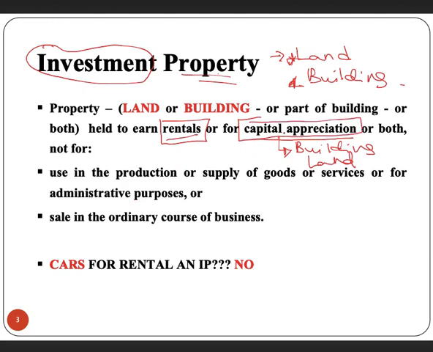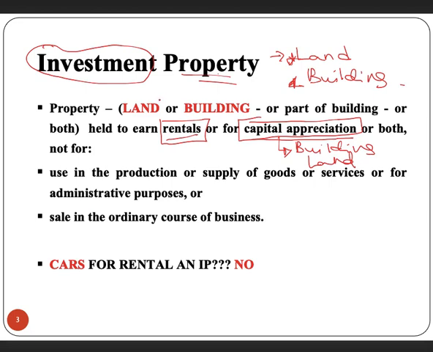What does it mean by capital appreciation? Maybe today you bought the asset at 10,000, for example. And you keep that asset until the market value shows there is an increase in the value, maybe after like 10 years. So originally you bought at 10,000. Now the price is already like 50,000. So the difference of 40,000 is actually the capital appreciation.